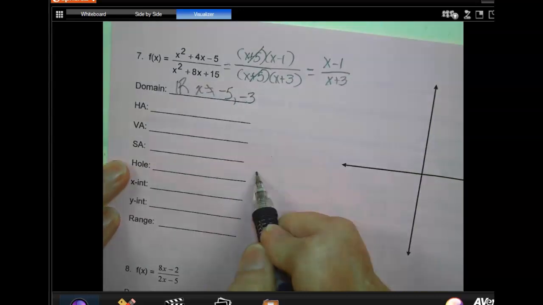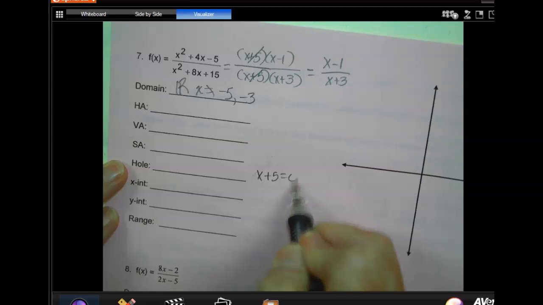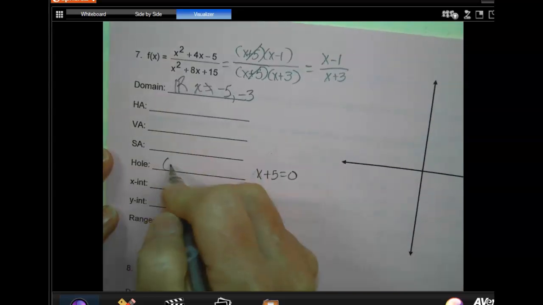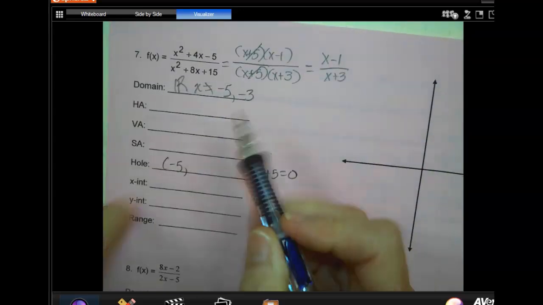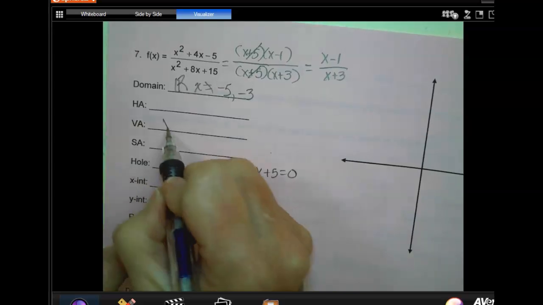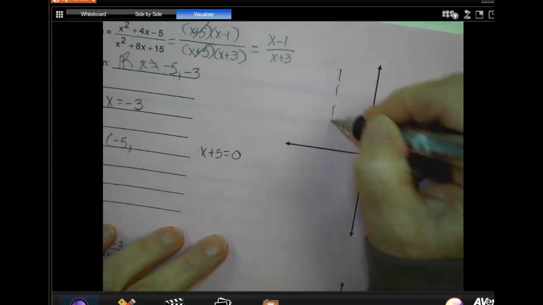Since I canceled, I know I'm going to have a hole. So I put x plus 5 equals 0 right next to the hole. And I know that makes my x -5. So that takes care of the -5. If that takes care of the -5, that makes -3 my vertical asymptote. So let's go ahead and dot in -3.